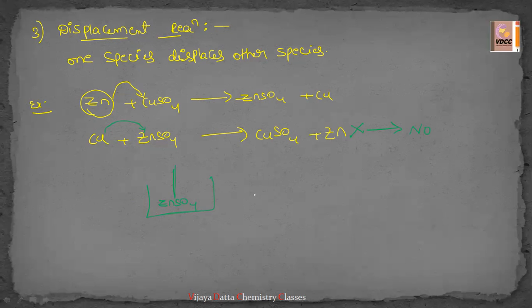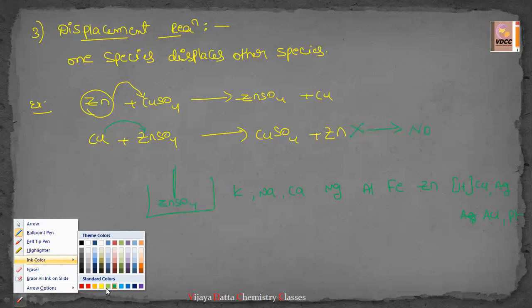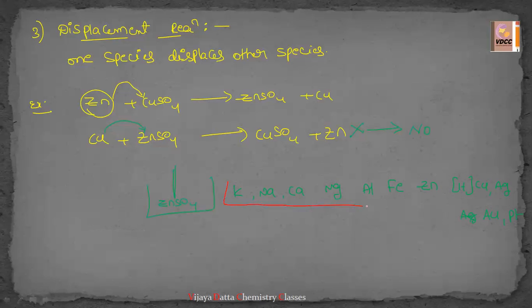Here I'll give you a small glimpse, to see which one is correct. First, potassium, sodium, calcium, magnesium, aluminum, iron, zinc, hydrogen, and then copper, silver, gold, Au, and platinum. These are the general metallic order. These are the highly reactive metals, and these are the less reactive metals.